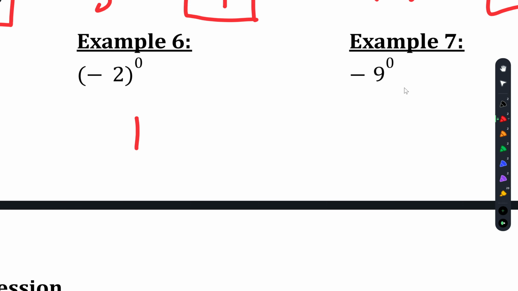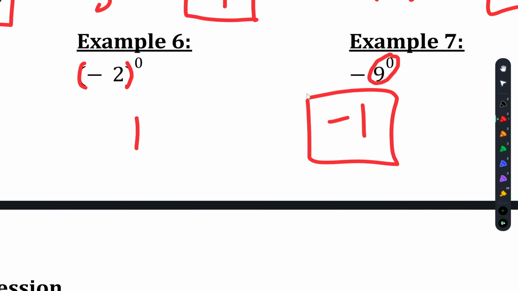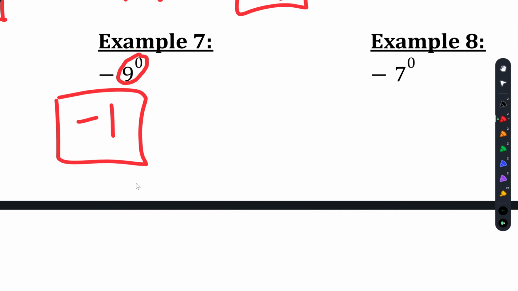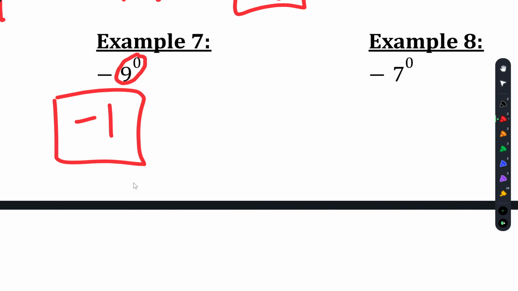In example 6, there's parentheses around this whole thing, which means the entire thing becomes 1. In example 7, there is no parentheses around that negative 9, so the 0th power is only talking about this part. The negative is not affected. 9 to the 0th power becomes 1. My answer is negative 1. So what about example 8? Positive 1 or negative 1? That's going to be a negative 1 as well.